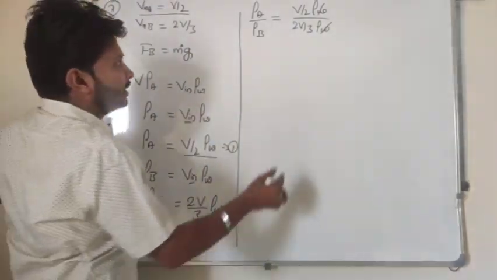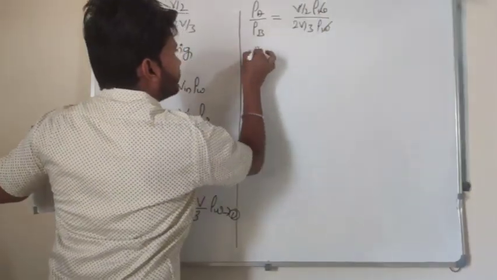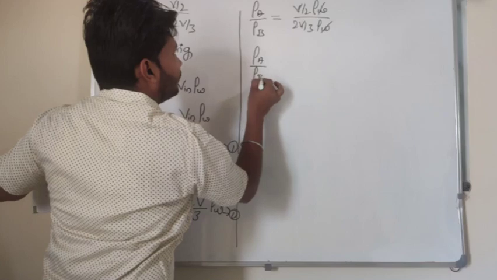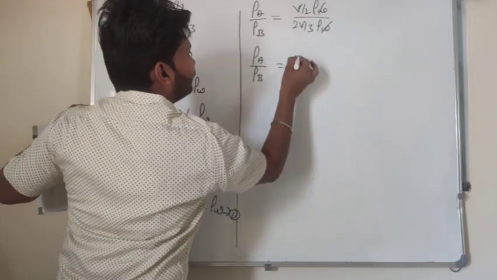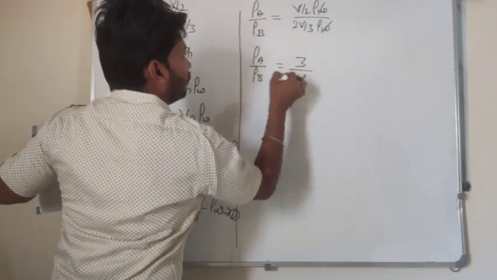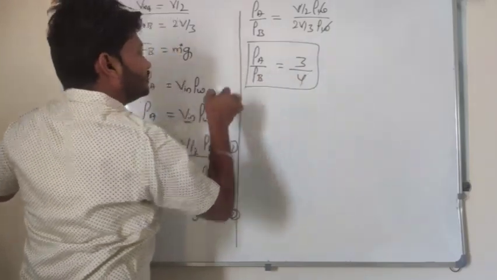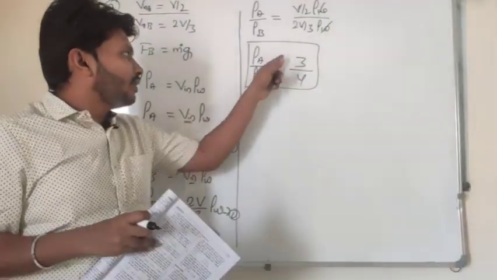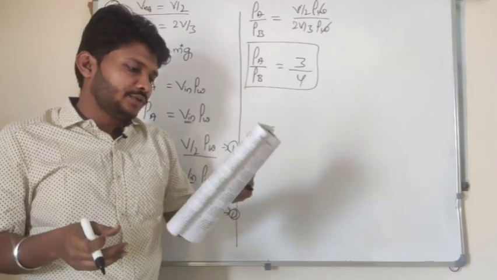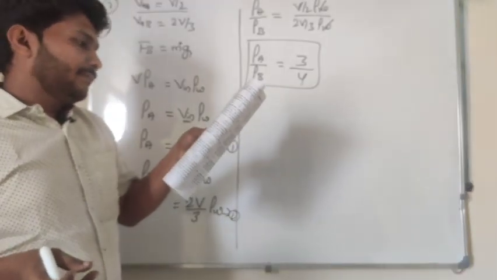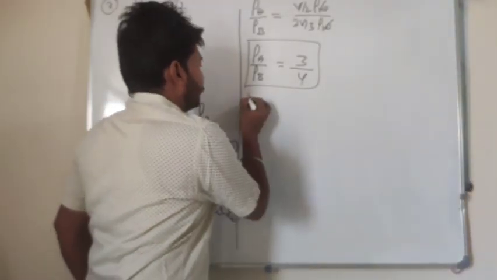The density of water term gets cancelled out, and the V term will get cancelled out. Rho of A divided by rho of B is 3 by 4. So the density of body A and density of body B in terms of ratio is 3:4. Right. Then we'll go for the next one.